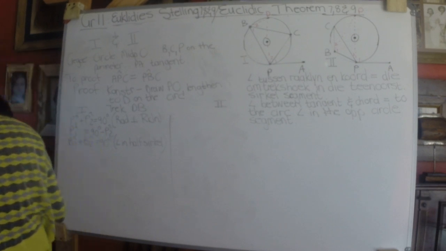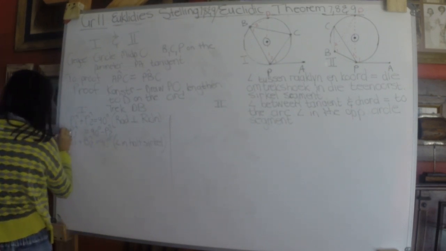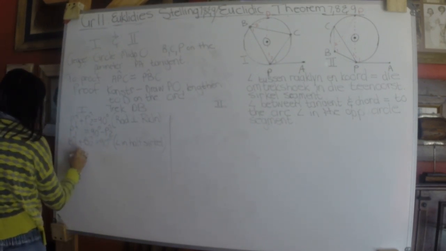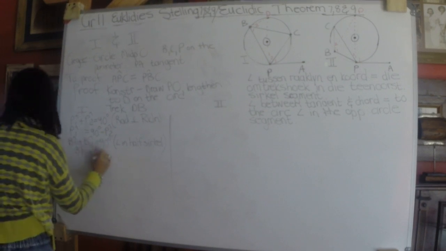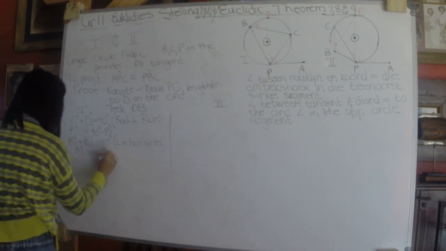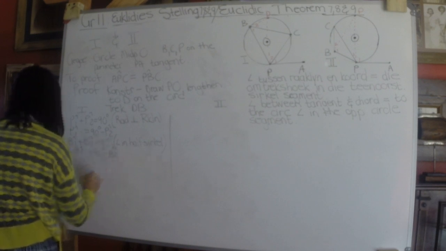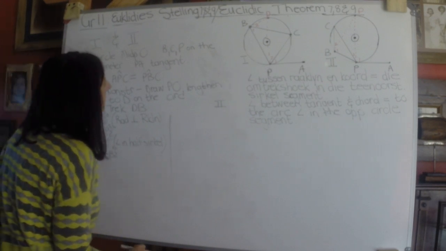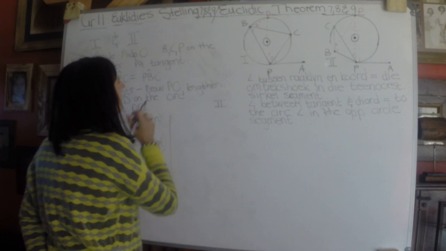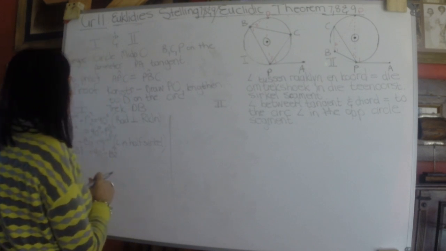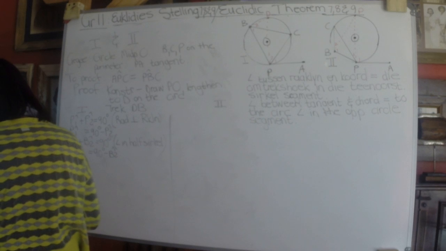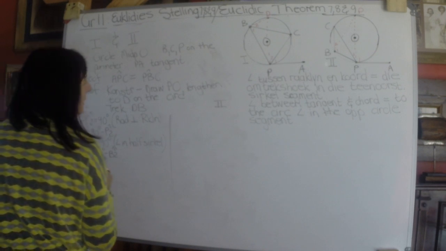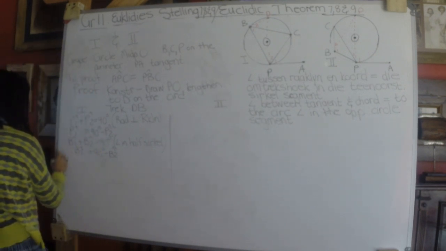So we can say that therefore B1 equals 90 degrees minus B2. Okay, so B1 equals 90 degrees minus B2. But we also know that P2 and B2 are equal to each other.